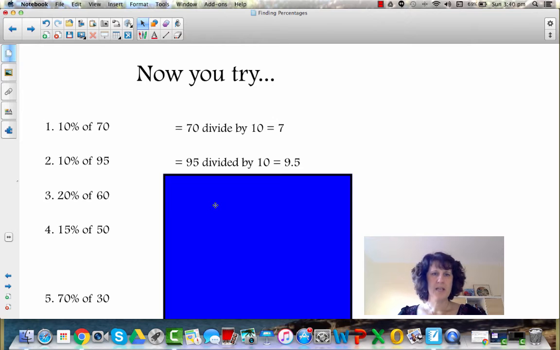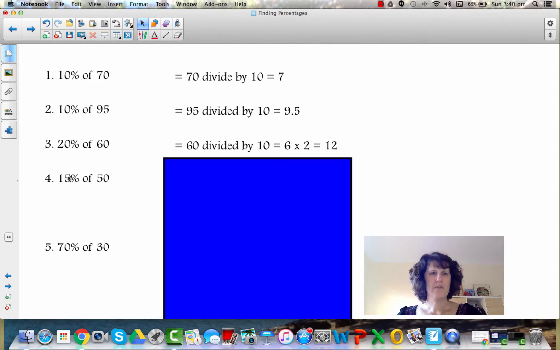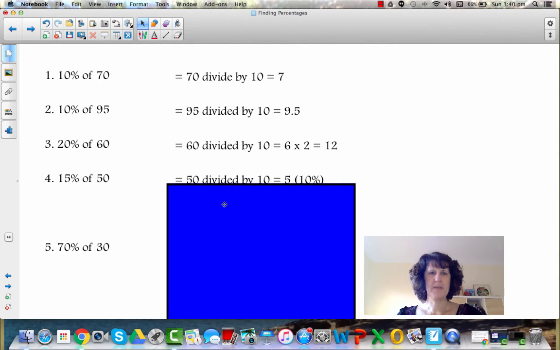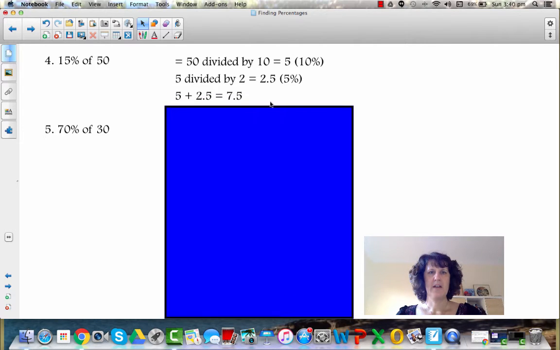20% of 60, I'm obviously going to find 10%, which is 6, and then double it to give me 20%, which is 12. Next one, 15%. They're probably the hardest ones, but it still works really well. So you start off by finding 10%, which is 5, and then you divide that by 2 to find 5%, which gives you 2.5, and you add them together to say 15% of 50 is 7.5.